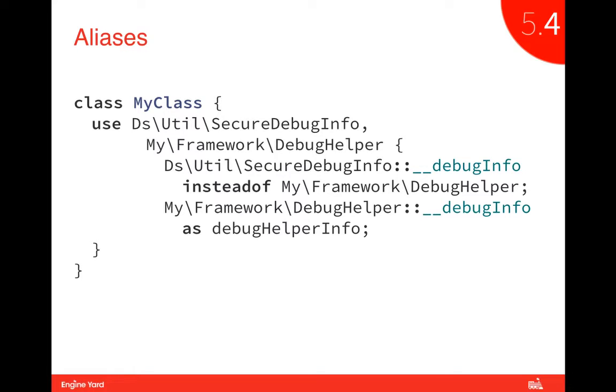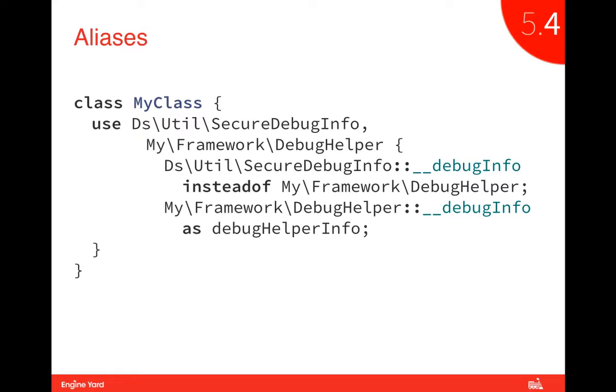You can also use aliases. So if you want to bring in two conflicting methods, you can use the insteadof to get one of them as the original name, and then you can use as to pull in the other one with a new name. What that means is, if you know you're going to do this, debug info from this trait could actually rely on this function here in this other trait to extend it. So you can kind of get this weird extension thing going on, even though it's all actually coming from the same class. And that's kind of part of the horizontal stuff.